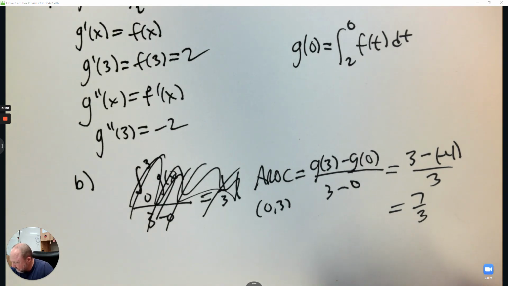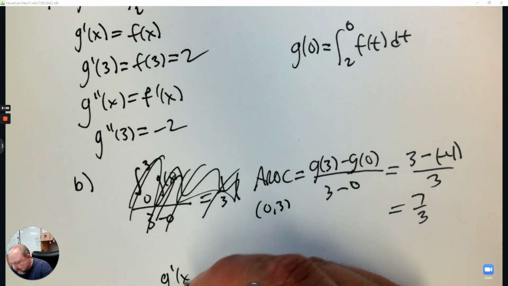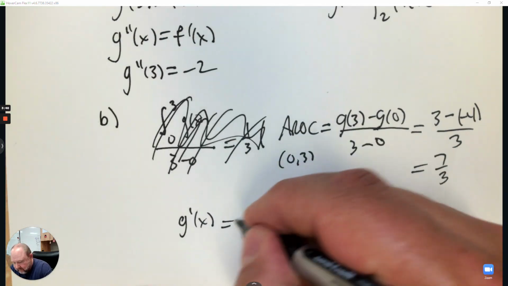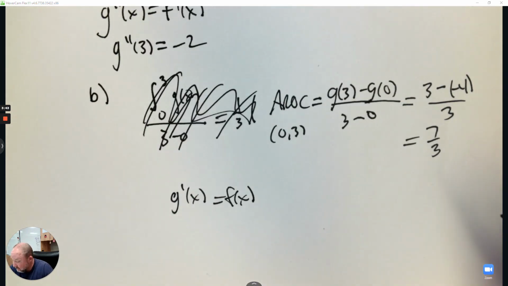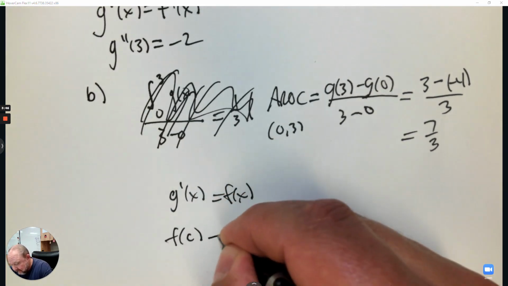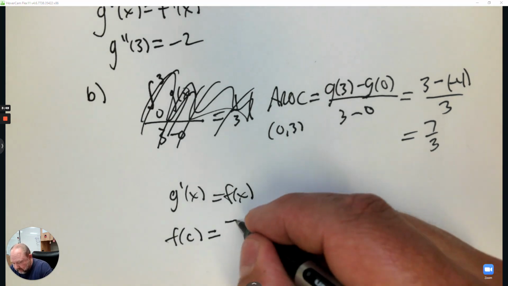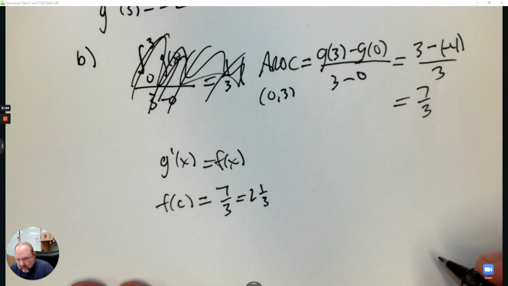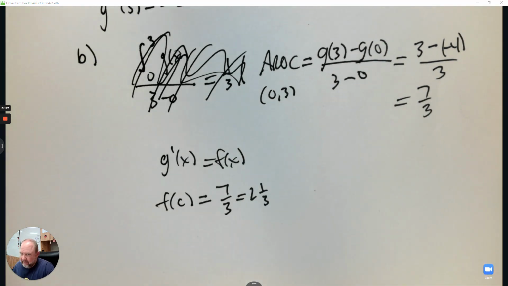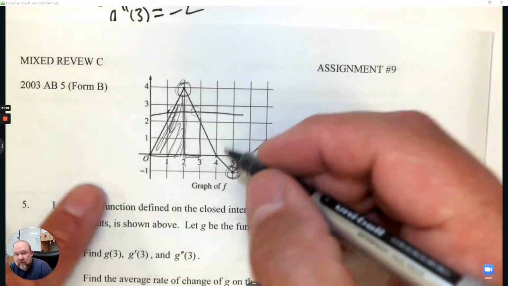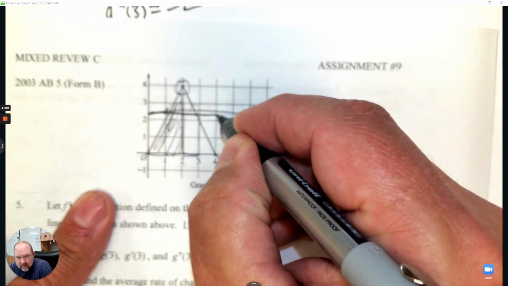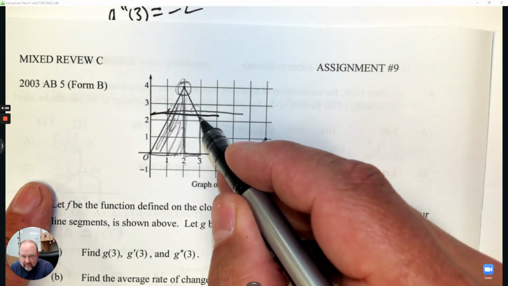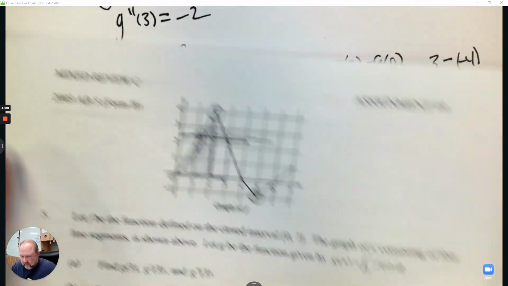For how many values of c between 0 and 3 is the derivative equal to the average rate found? So again, the derivative is just f at x. So in terms of that, we're just looking at f at c. How many times is it equal to 7 over 3, which is about 2 1/3, or 2.3? How many y coordinates would share that with the x? If you draw a horizontal line at like 2.3, how many times does it cross the graph? You can see it crosses twice. So there are 2 values.